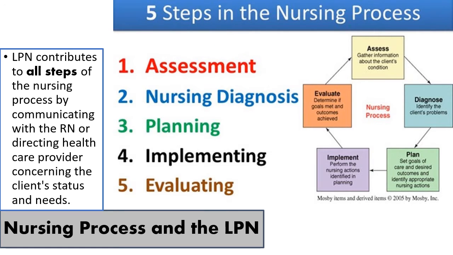So the nursing process has 5 steps. There's assessment. We want to gather information about our patient's condition. There's nursing diagnosis, and that's where we want to identify the patient's problems. Planning, that's where we set goals of care and desired outcomes and identify appropriate nursing actions. Implementing, and that's where we perform the nursing actions identified in the planning. And then evaluating is where we determine if the goals are met and outcomes achieved.